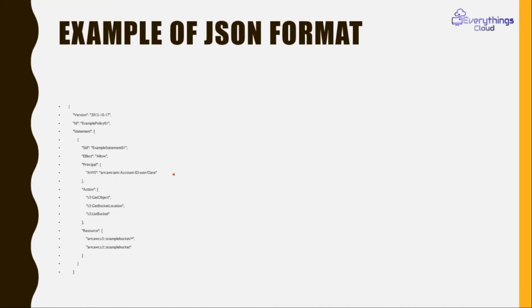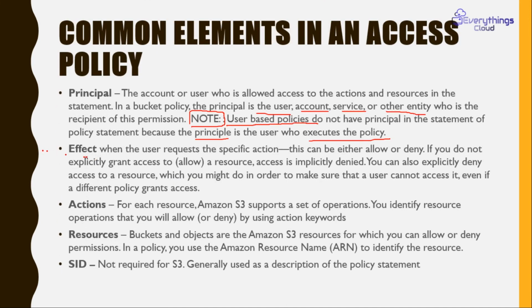Next, effect. When a user requests a specific action, the effect can be either allow or deny. That means if you do not explicitly allow access to a resource, access is implicitly denied. You can also explicitly deny access to a resource, which you might do to make sure that a user cannot access it even if a different policy grants access.